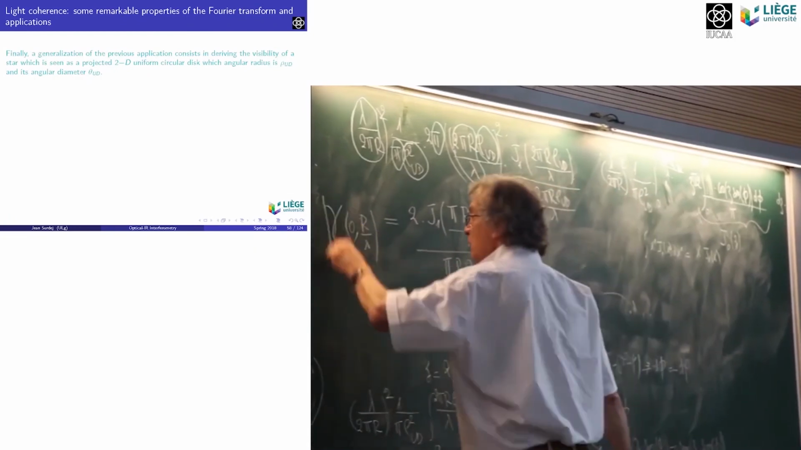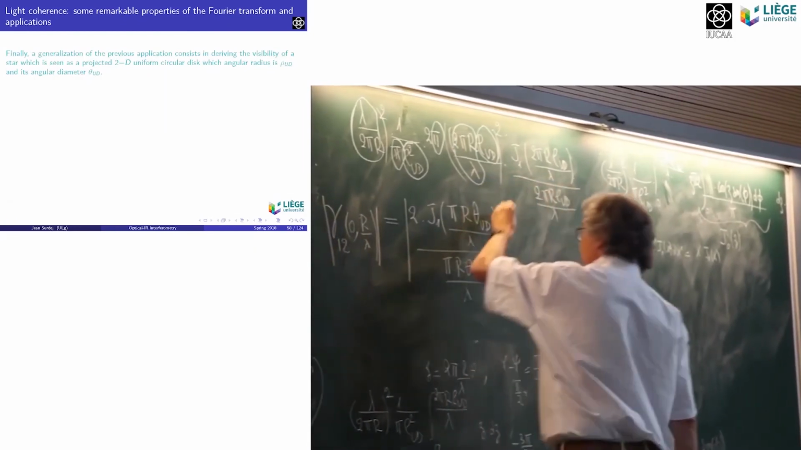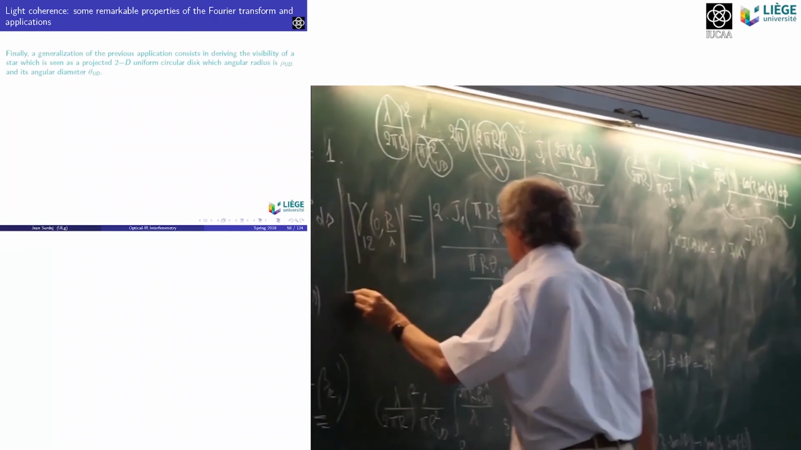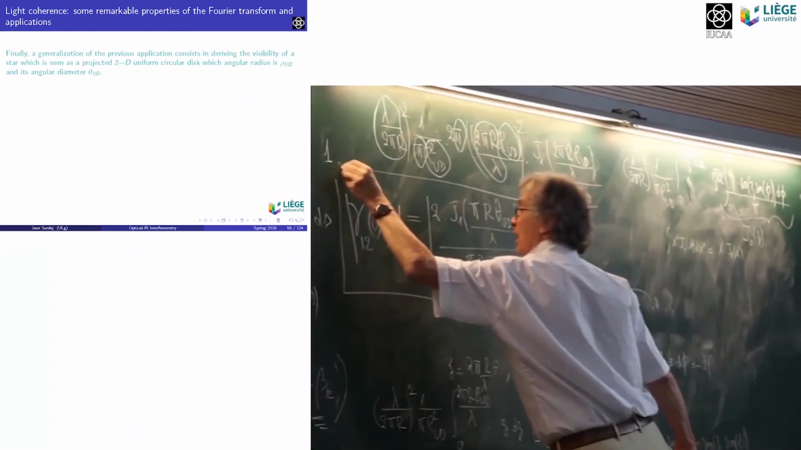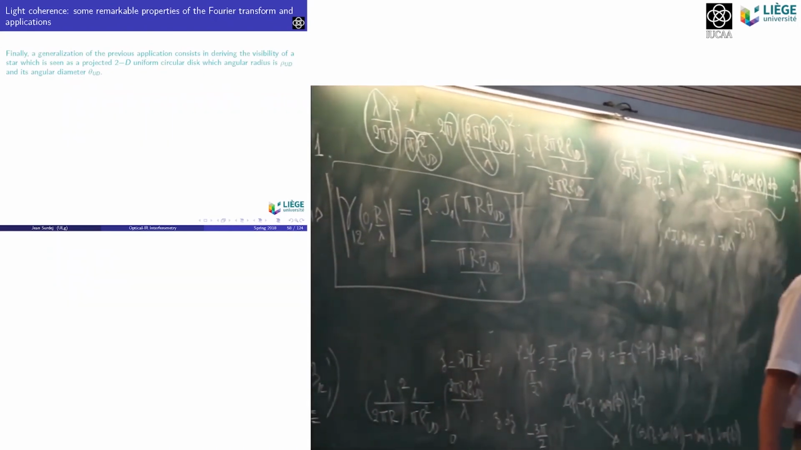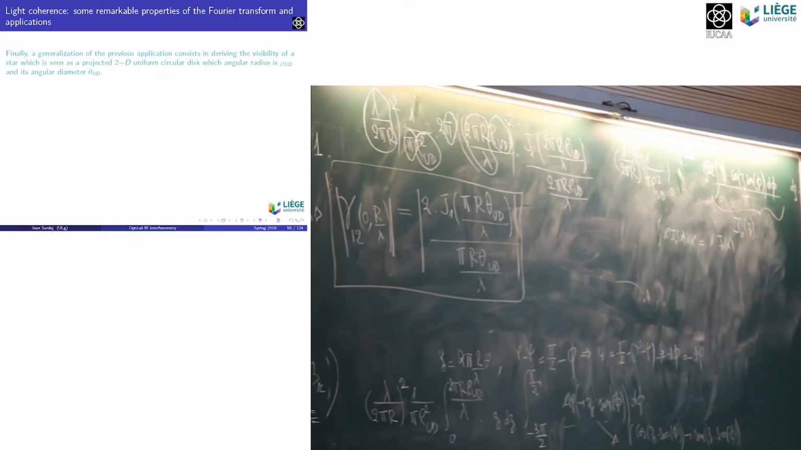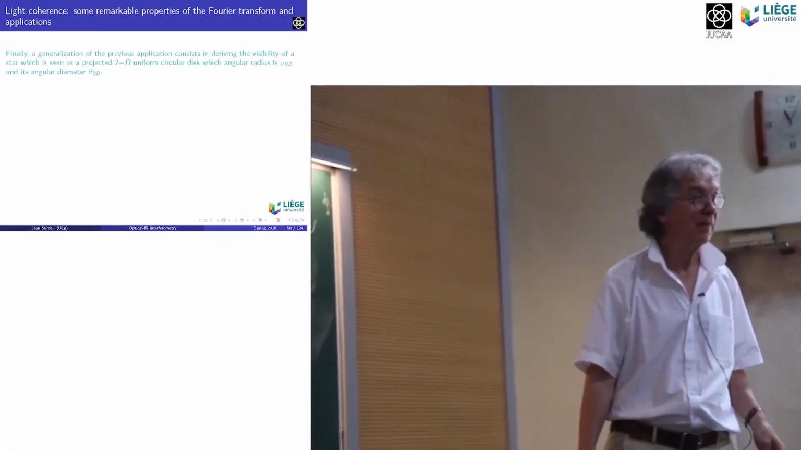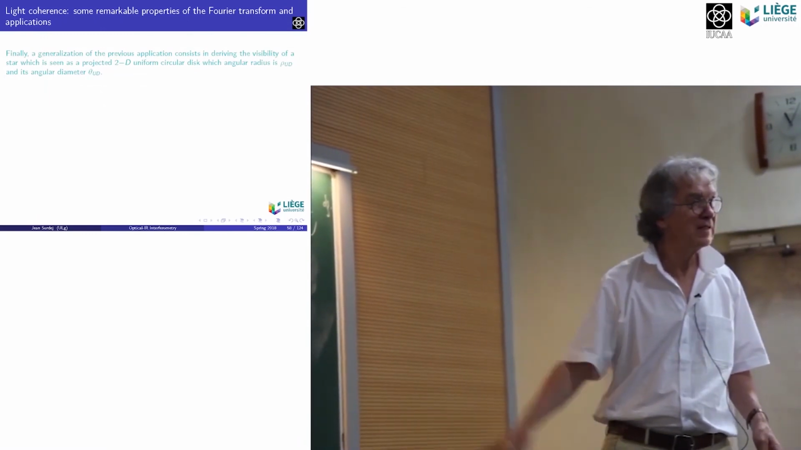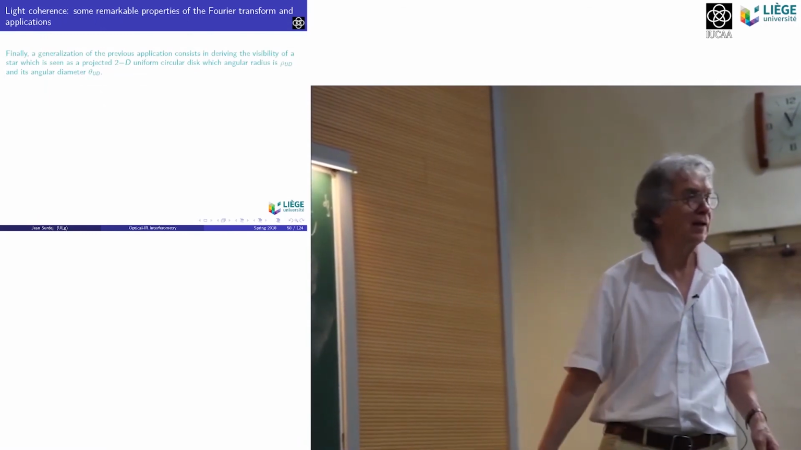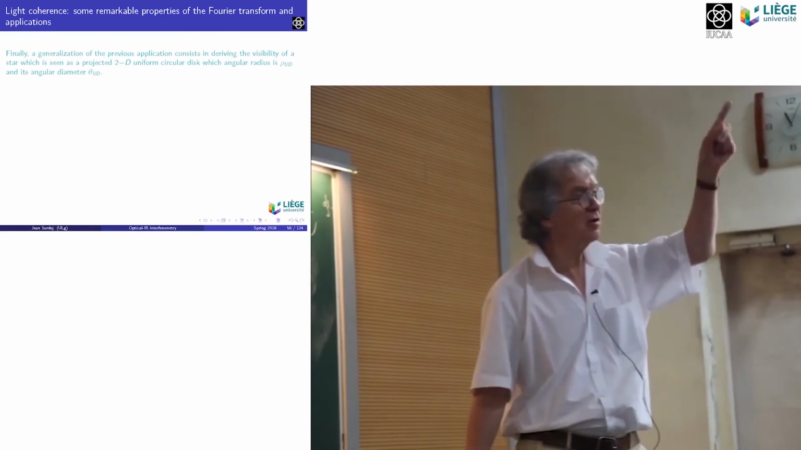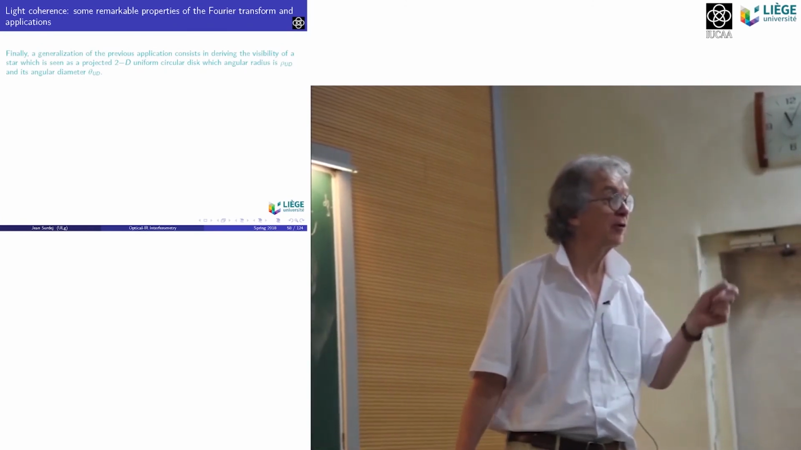Now if I take the modulus, this is what I obtain. I obtain that the visibility of the fringes when I observe a star is just given by that expression. And this is very, very often applied by people when they observe single stars, measuring their angular diameters.